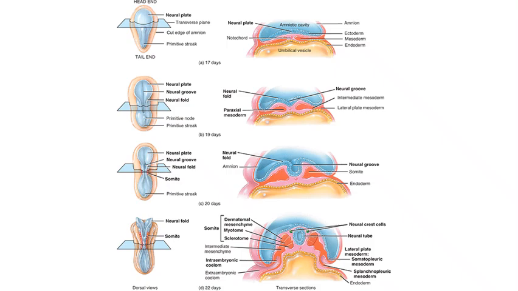Splanchnopleuric mesenchyme forms the heart and the visceral layer of the serous pericardium, the blood vessels, the smooth muscle and connective tissues of the respiratory and digestive organs, and the visceral layer of the serous membrane of the peritoneum. Somatopleuric mesenchyme gives rise to the bones, ligaments, blood vessels, and connective tissues of the limbs, and the parietal layer of the serous membrane of the pericardium and the peritoneum.